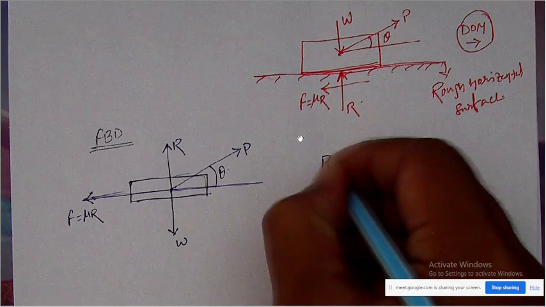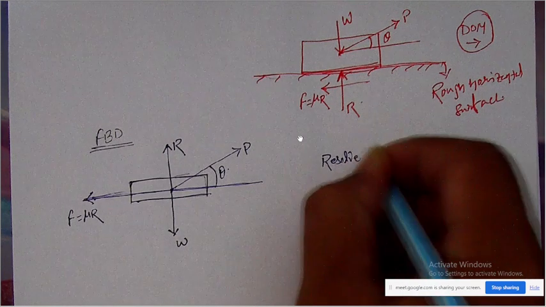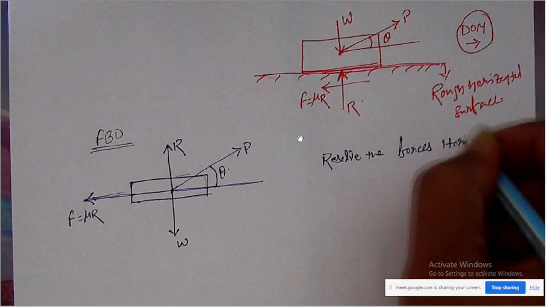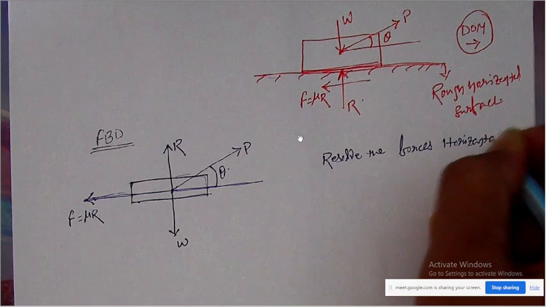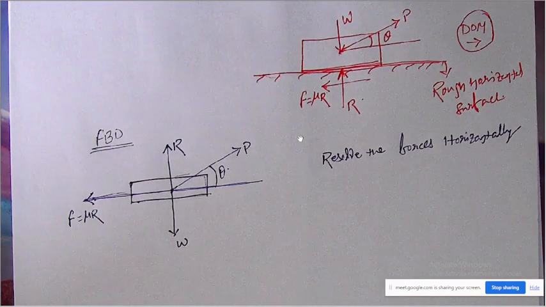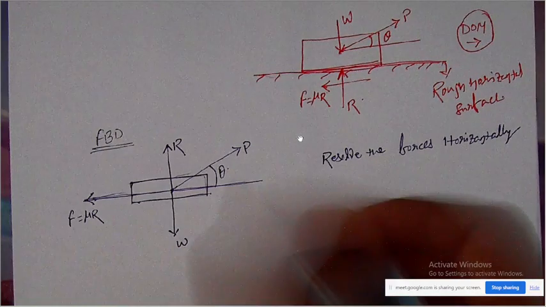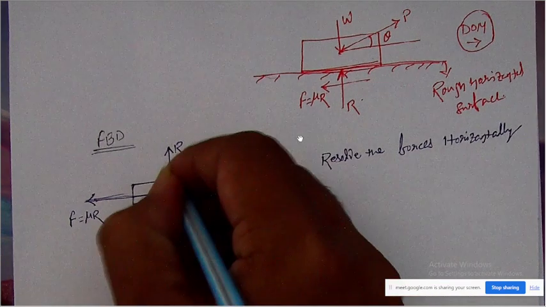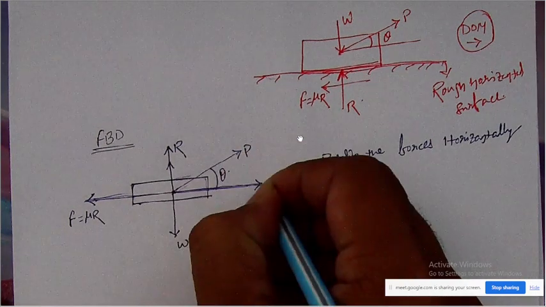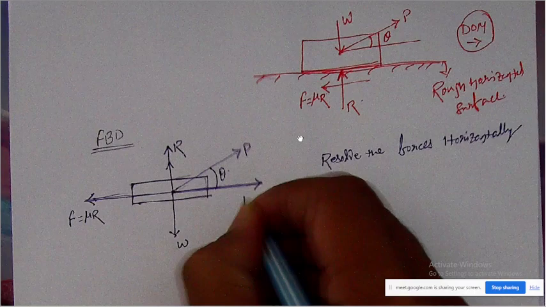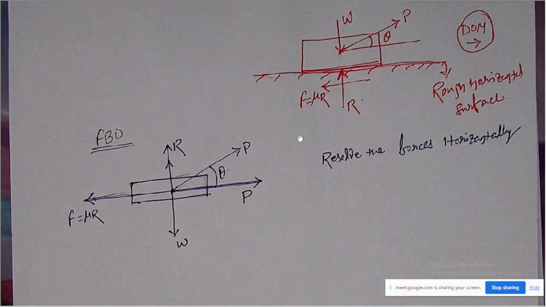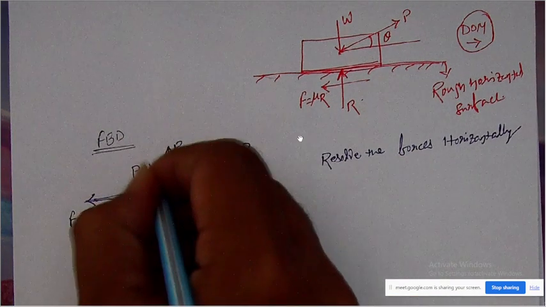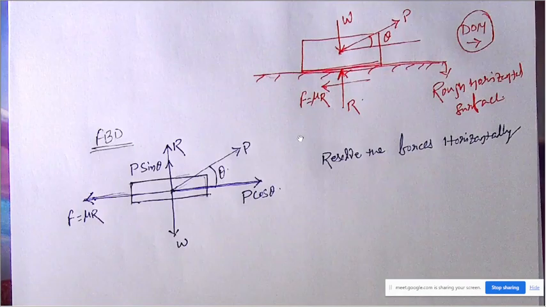Okay, so first what you have to do, resolve the forces horizontally. Before that, this particular P, we have to resolve into horizontal component and vertical component. Here the force is outward, so components are also outward. So what are the components here? P cos theta, and here it is? P sin theta. Good.